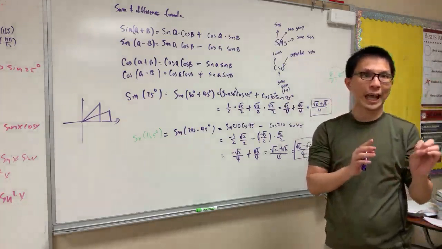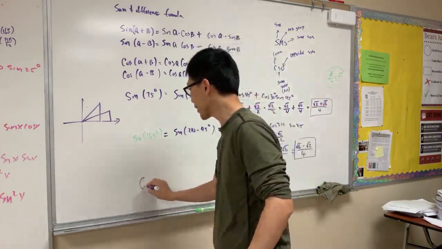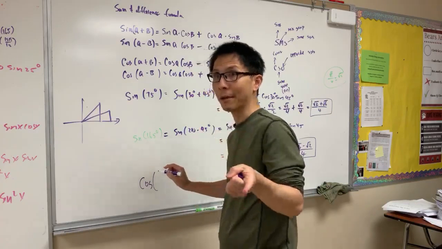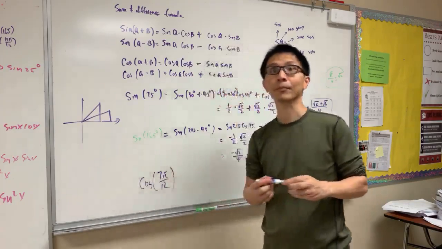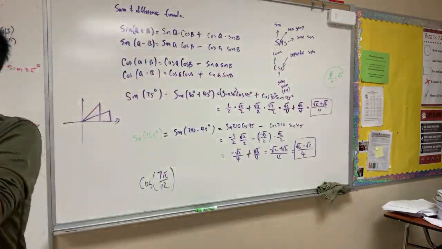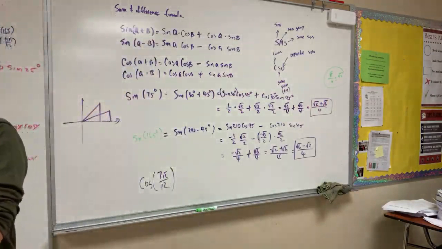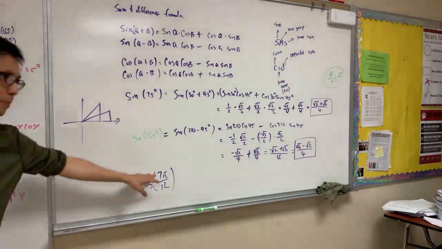Yep. Okay, so now the challenge is, how about this? How about cosine of 7 pi over 12? This one's hard. But you have to think about two radians that add up to be 7 pi over 12. To get 7 pi over 12, you have to use a little bit of thinking skill. Think about which fractions are something over 12. I'm going to let you start for 30 seconds and think about it, because 7 pi over 12 is a little bit more challenging.